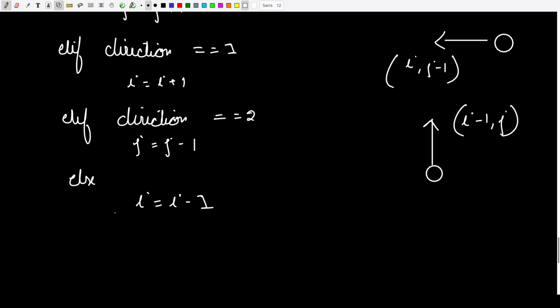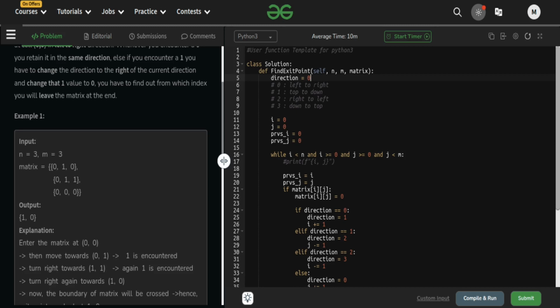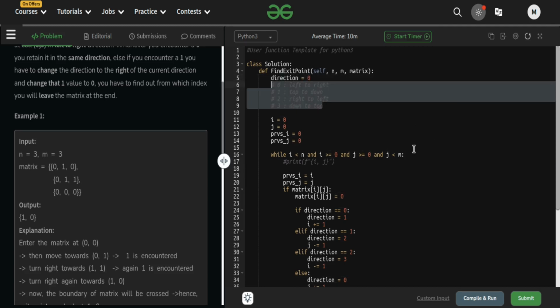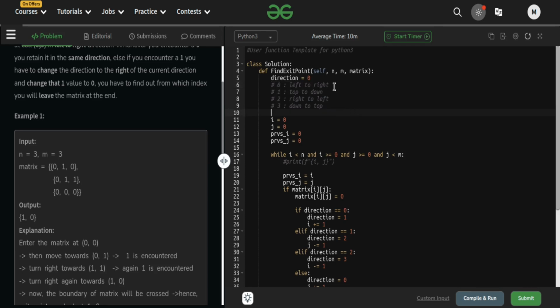So now, having understood this concept, let us see how we have implemented this in Python. So the code looks something like this. My current direction is left to right, which I am representing by 0. And this is how we are representing our direction. 0 simply means left to right, 1 means top to down, 2 means right to left, and 3 means down to top. The starting index is 0, 0. That is why i and j are set to 0. And previous of i and previous of j is my answer. Initially, I have set it to 0.